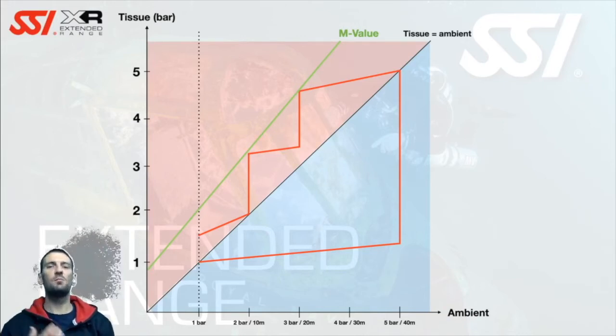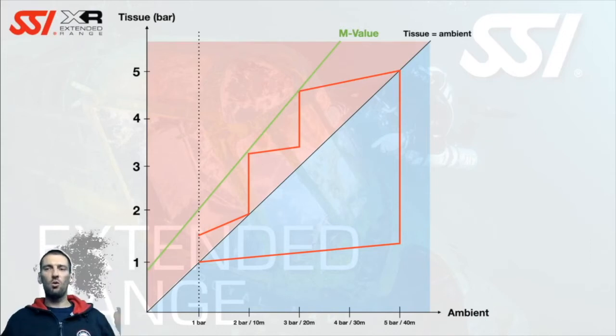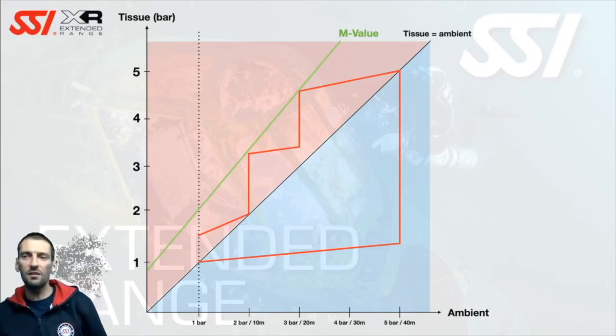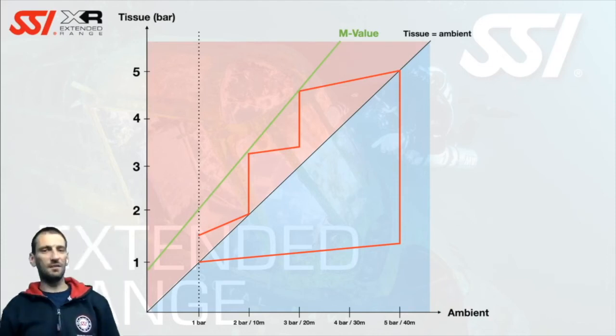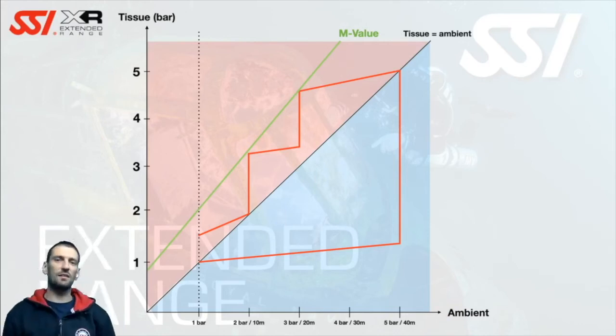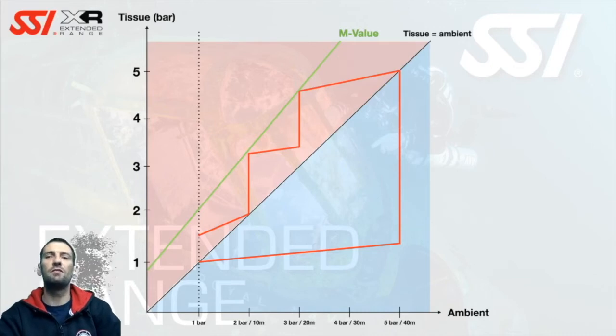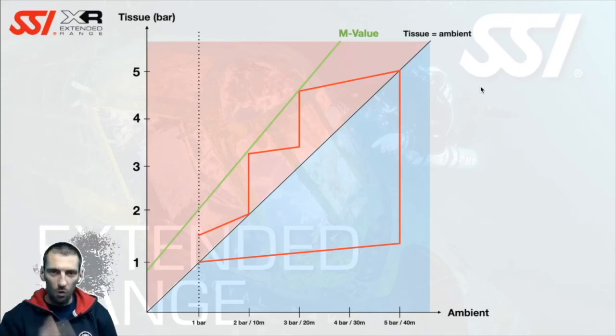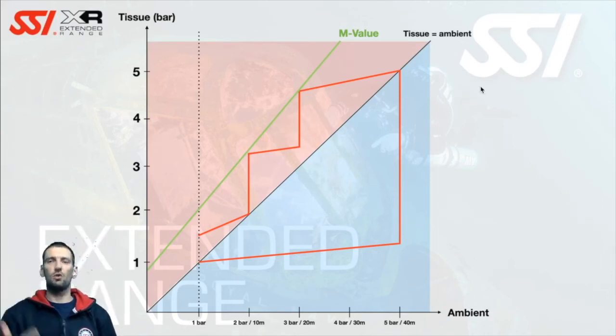It is simply because we cannot go directly to the surface, because there is a green line somewhere there that we call the M value line that cannot be exceeded. It cannot be crossed to the other side. Otherwise, we will supersaturate our tissue too much and we will have decompression sickness. So it is simply that. And this is what your computer is doing. This is what your software is doing.